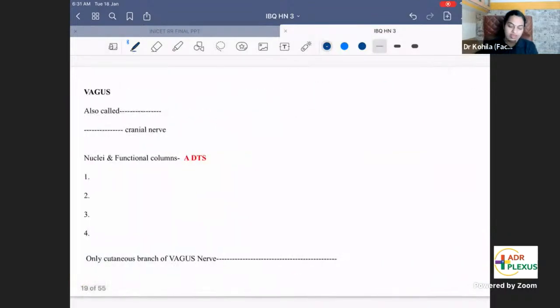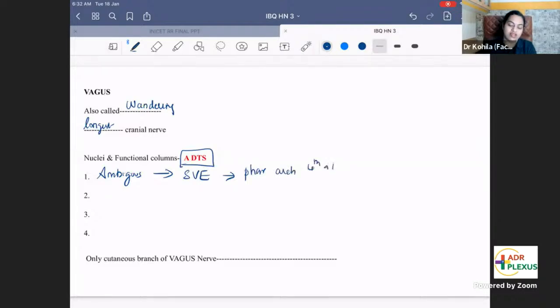Happy? Okay. So vagus, you know, it's also called the wandering nerve because of its long course: head, neck, thorax, abdomen. It's the longest cranial nerve. Remember this mnemonic for the nuclei related to vagus. Nucleus ambiguus, giving rise to the special visceral efferent fibers that supply the muscles derived from the pharyngeal arch, 4th and 6th. Then the dorsal nucleus of vagus, the general visceral efferent fibers, the preganglionic parasympathetic fibers.